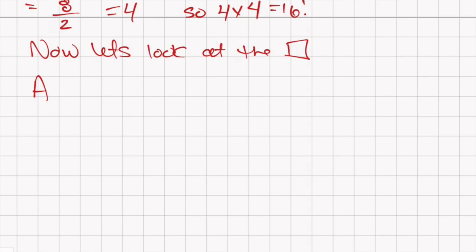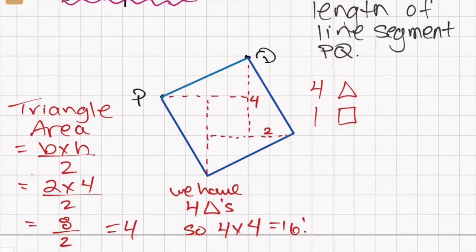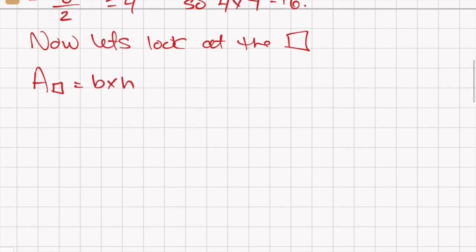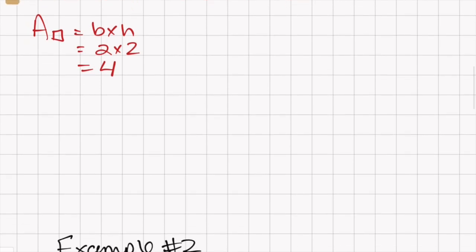Now let's look at the square. The formula for the area of a square is going to be base times height. And if I take a look at this square, it has a base of 2 and a height of 2. Or this is the same thing as saying base squared or length squared, and it would be 2 times 2. So the area of the square would be 4.